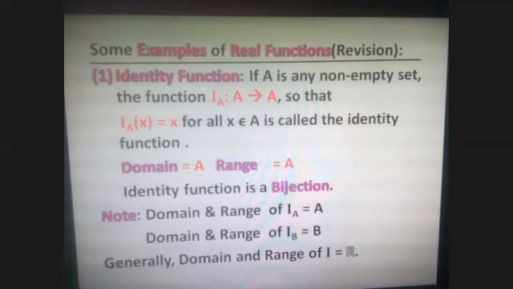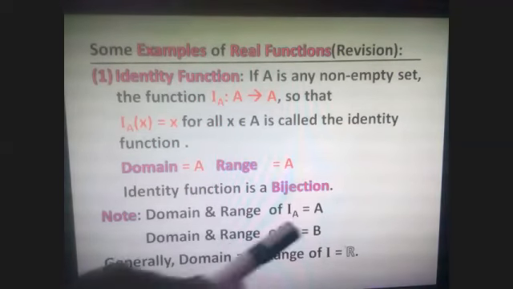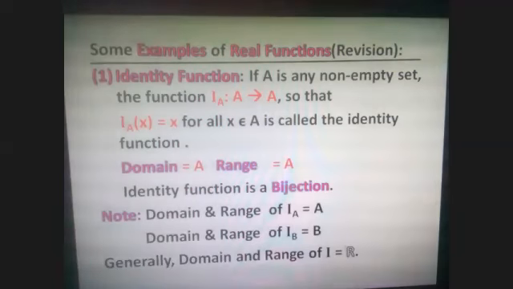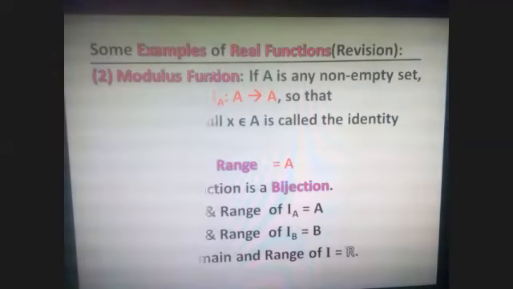If you simply say I_A, then the domain is A. If you say I_B, the domain and range will both be B. But if you say domain and range of identity function I, the set of real numbers. When I don't specify the domain, that means it is generally defined for all R. If I simply ask what is the domain of the identity function, then it could be R itself. But if I specify I_A, then it is limited to A.